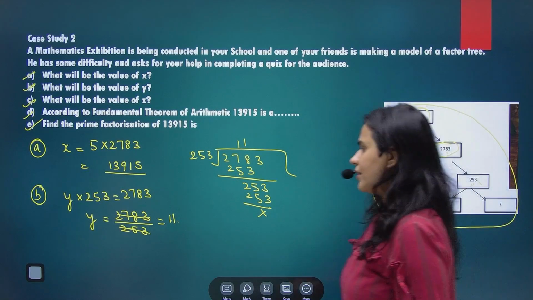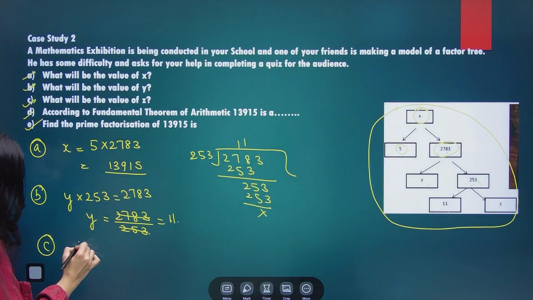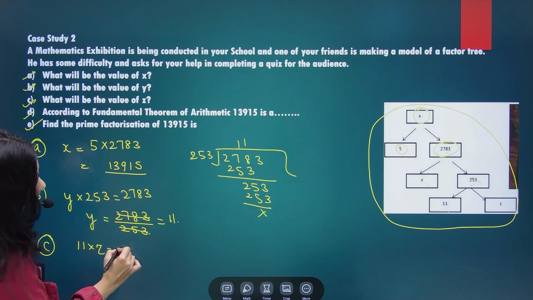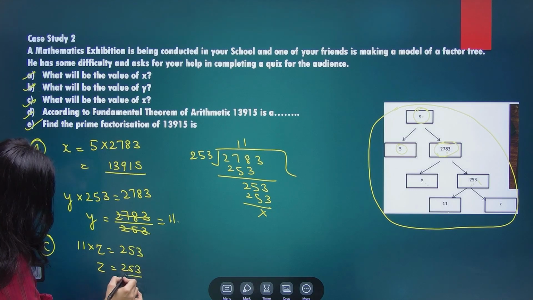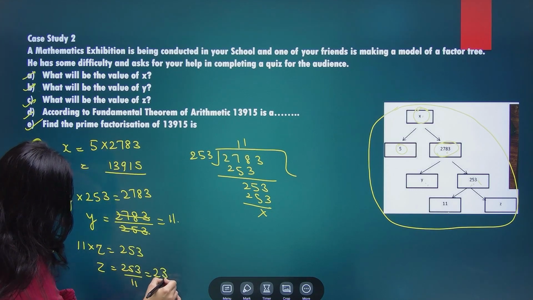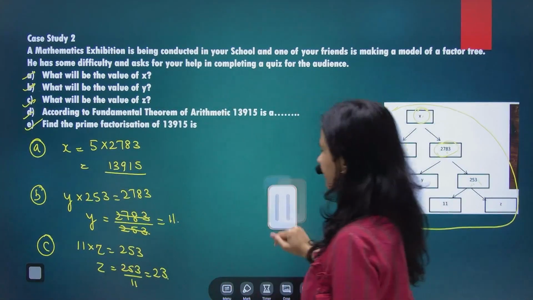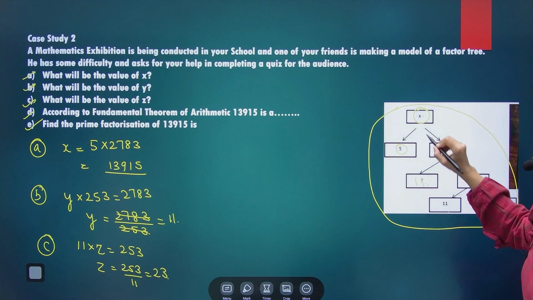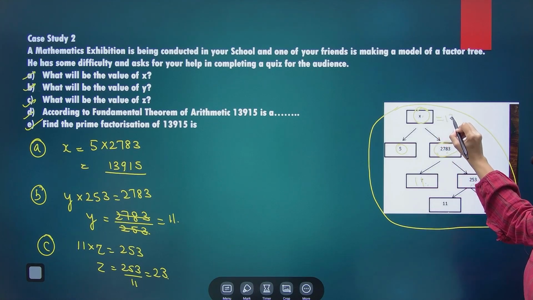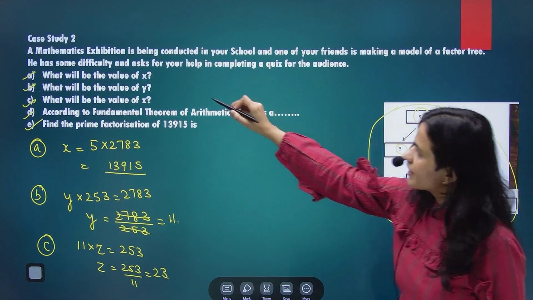And again, we are going to go with the same approach. 11 into z is equal to 253. So z की value क्या होगा? 253 divided by 11. That will come out to be 23. So the value of z is 23. z का value 23 होगा. Y का value is going to be 11 here. And x is 13915. So we are done with the three parts here.